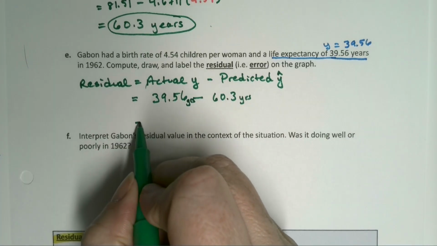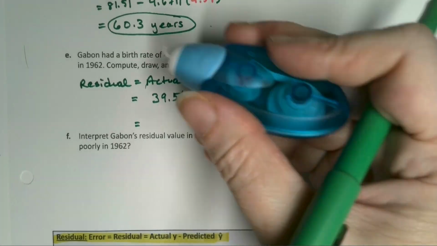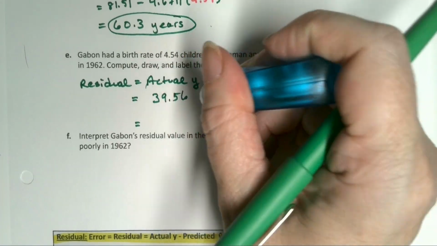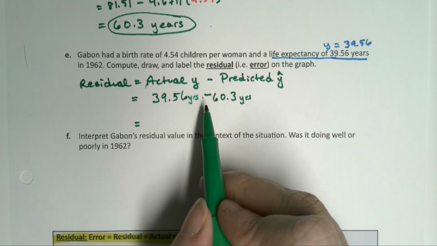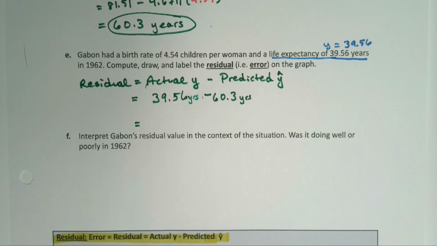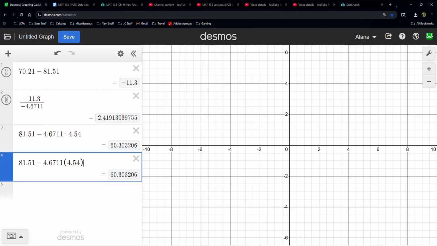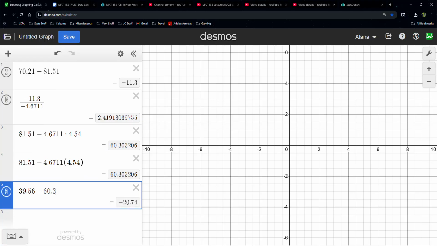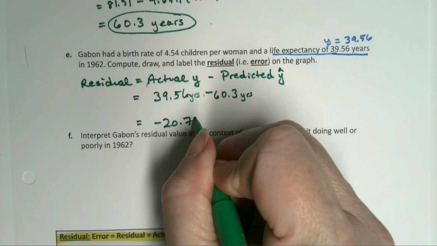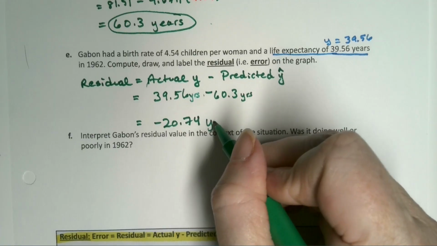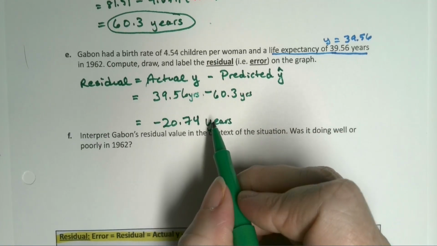So when you subtract, we just need to subtract those values and we'll know what it is. So we need to take Desmos and take 39.56, take away 60.3. That'd be negative 20.74. And we'll have the same unit as everything else because it's a distance in y, so it'll be years. That would be the unit.